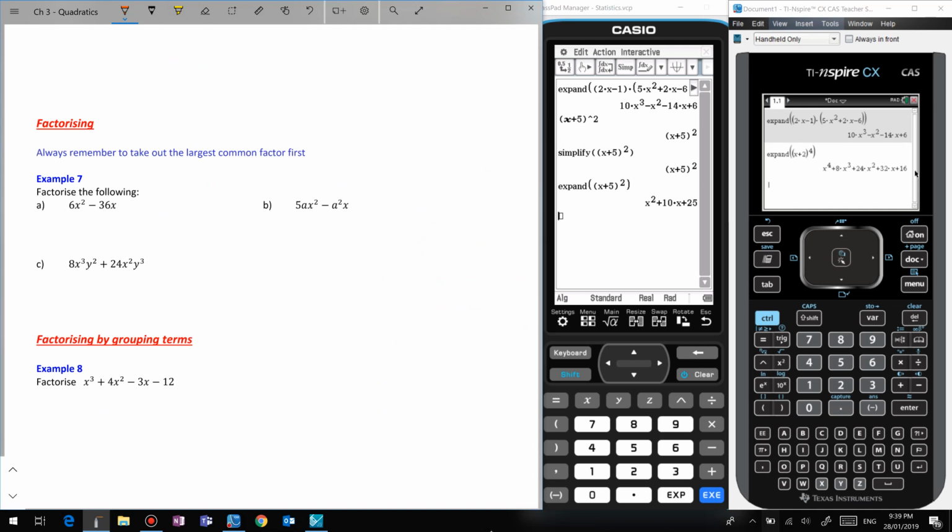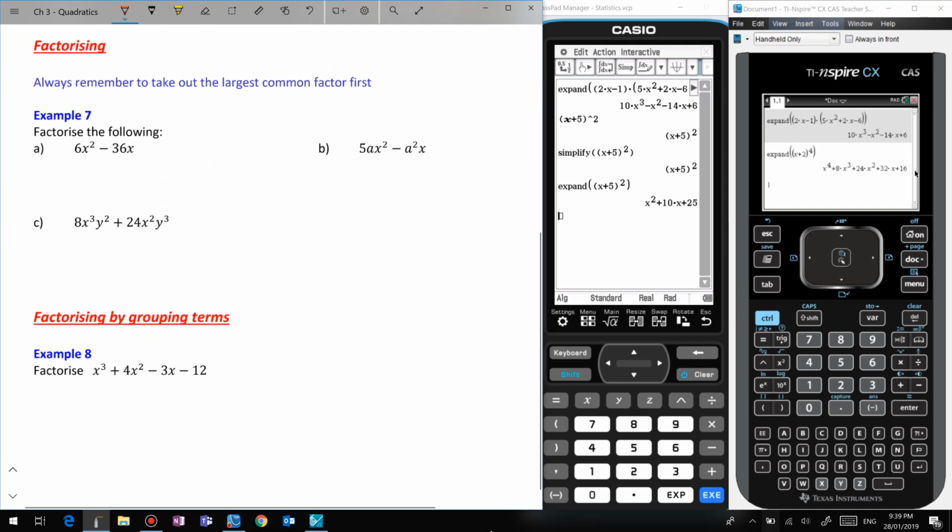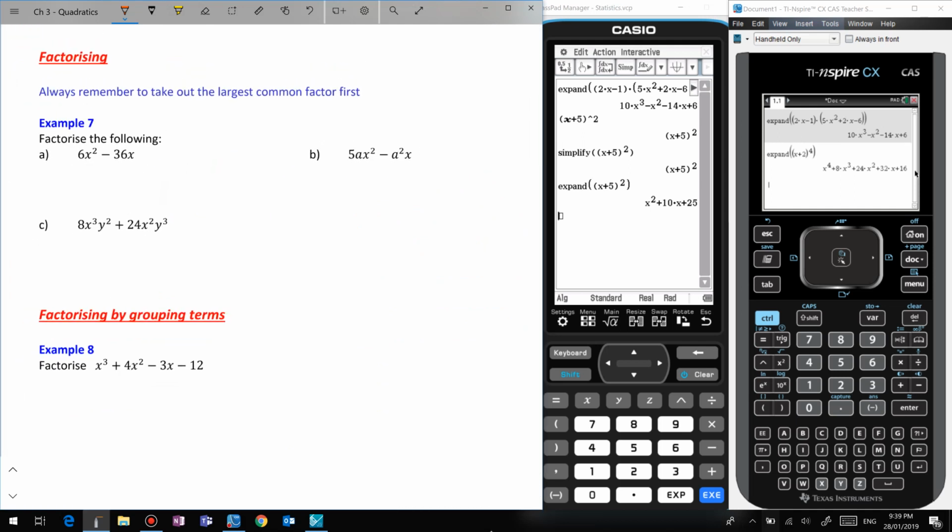Okay, now we want to start factorizing. Now, everyone seems to struggle with this. Once you've gone to quadratic factorizing, they then struggle to factorize the basic stuff. So we look and say, okay, what's the biggest thing that I can take out of 6x and 36x? It is 6x. I've taken out 6 and I've taken out one of the x's, so I'm left with an x. And then minus, I've taken 6 out, so that'll be a 6, and I've taken the x out, x minus 6.